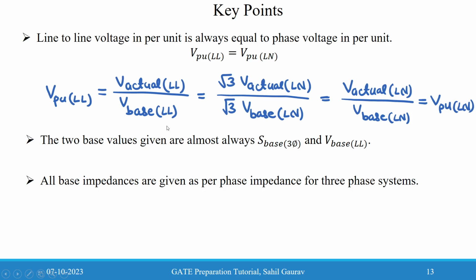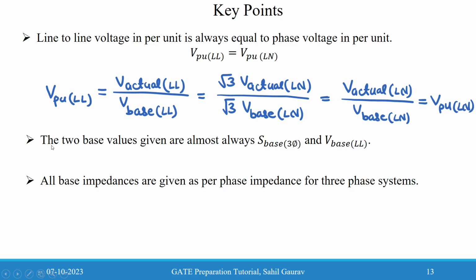How can you prove this? You can prove it by this expression. You can write the per unit voltage in line to line will be the actual line to line voltage divided by the base line to line voltage, and just put all these values in the line to neutral value, that is root 3 times the phase voltage, and the base quantities you can also write like this, and the root 3 will cancel out. You will get the V per unit same as the per unit line to neutral voltage.